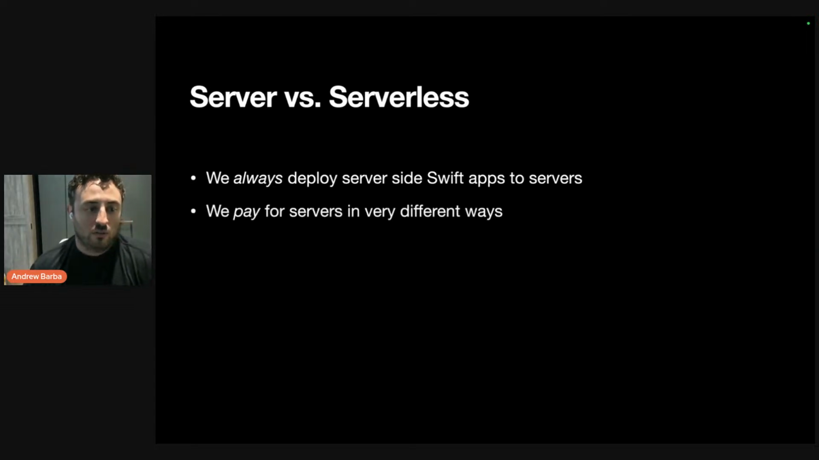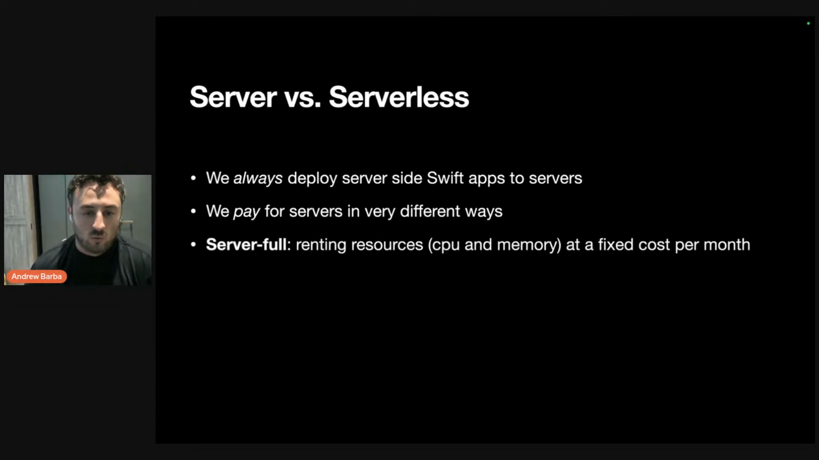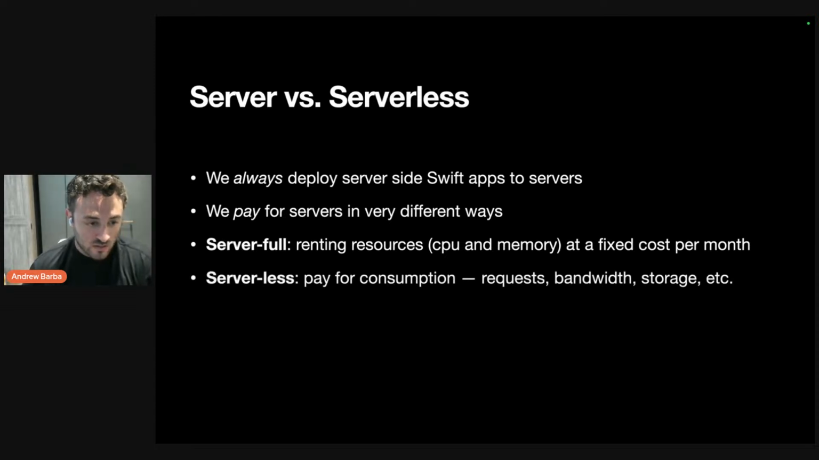So the difference here really, and where this came from, is how do you pay for these servers? And that's what has been very different between these two models. In a server full world, you're basically just renting, right? You are renting CPU and memory at some fixed cost. You're saying I want 4 CPUs, 8 gigs of RAM, whatever it is, and you are paying for that for the duration of the month or however long you use it.